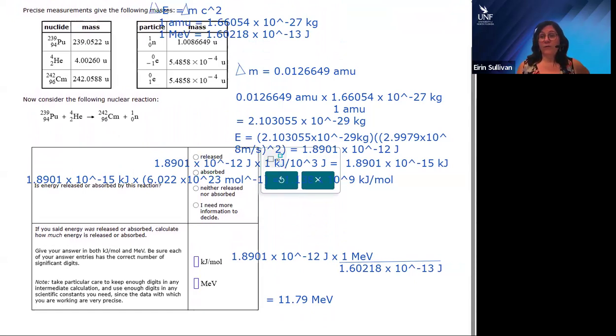So just be really careful of your units, okay? Remember, a loss of mass is going to be an emission of energy, and a gain of mass is going to be an absorption of energy.